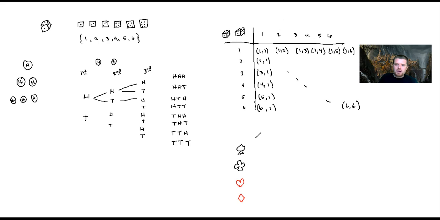Based on these, you have 2 through 10, so 2, 3, 4, 5, 6, 7, 8, 9, 10. And then you have the jacks, the queens, the kings, and the aces. There are a total of 13 face values, ace through 10, and then jack, queen, king. And there are 4 suits: spades, clubs, hearts, and diamonds. 4 possible suits, 13 possible face values. That gives you a total of 52 cards in a deck, which also creates 52 items in your sample space.